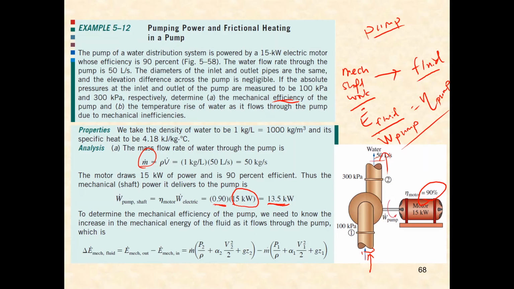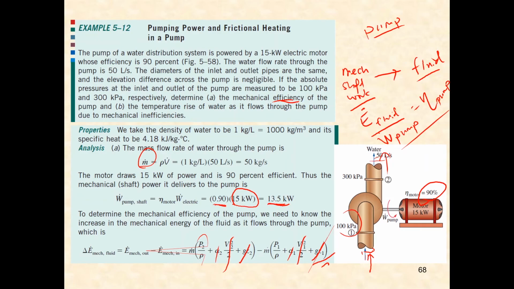By using the equation for total mechanical energy and substituting, we already know that P1 and P2 are given. P1 is 100 kilopascal and P2 is 300 kilopascal, and the velocity should be the same. In this case alpha is not given, so we can just assume it equals 1. B2 and B1 are the same, so they eliminate each other, and the elevation is negligible. I mean, they cancel each other as well.